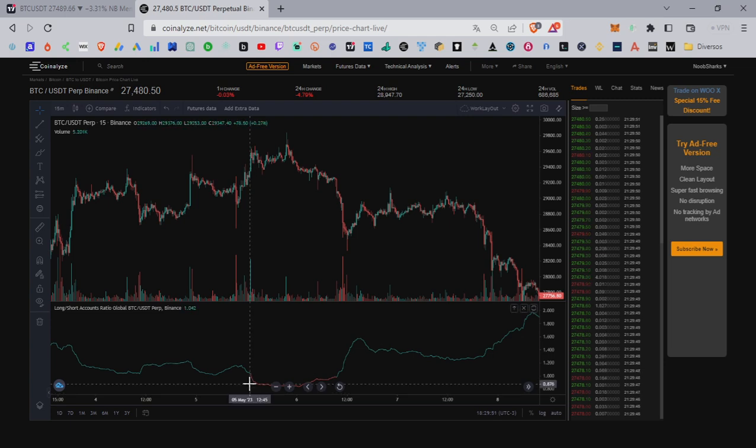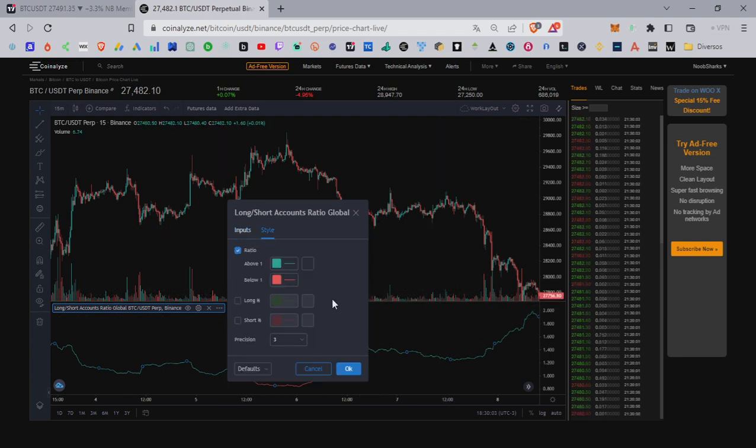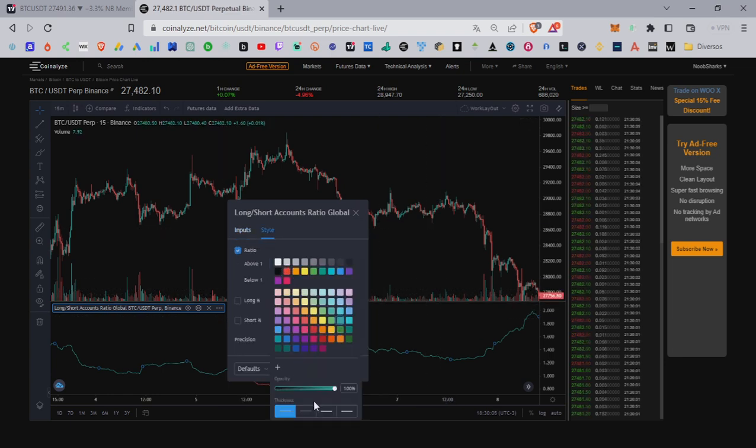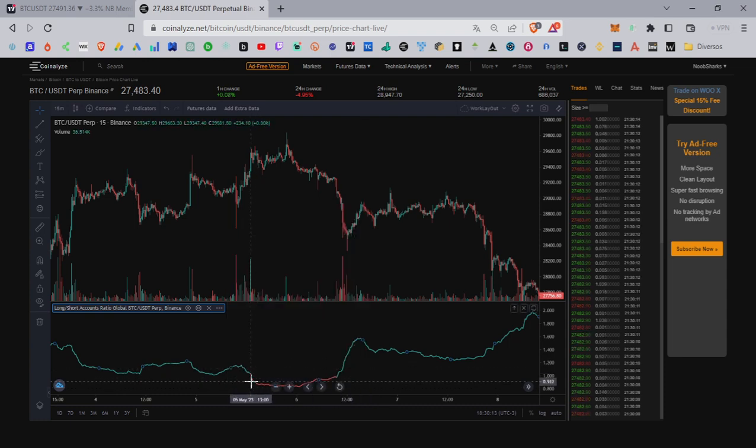And you can see here, look what happened, the long short ratio changed from green to red. What does it mean? I have to make a configuration here because this line is too thin. So I need to come to style and let's make it stronger. Much better now. Okay. What happened here?